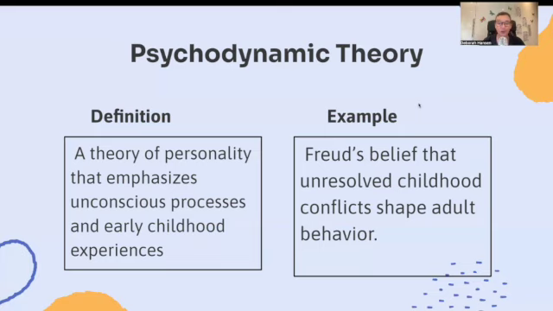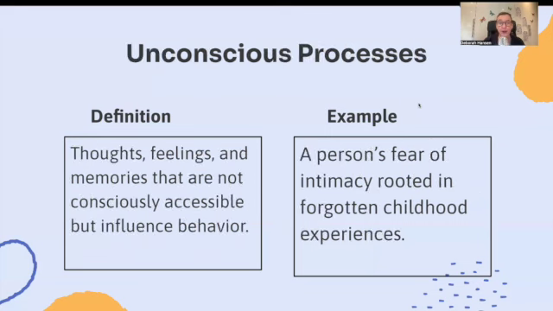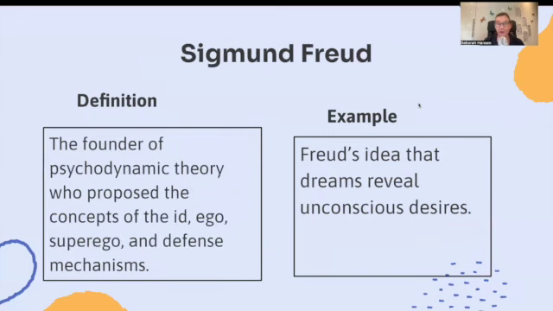I'm just going to give you a little tip here. Pretty much whenever you see psychodynamic or the word like that, it is Freud. Unconscious processes, thoughts, feelings, and memories that are not consciously accessible but influence behavior. An example, a person's fear of intimacy rooted in forgotten childhood experiences. Sigmund Freud, the founder of psychodynamic theory, who proposed the concept of the id, ego, and superego and defense mechanisms. We're going to go into those as well. So an example, Freud's idea that dreams reveal unconscious desires.